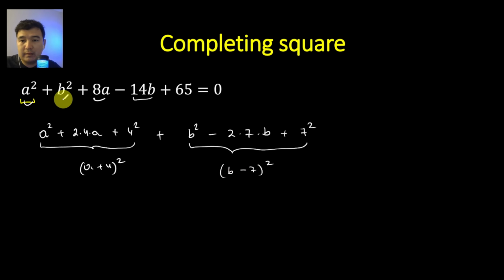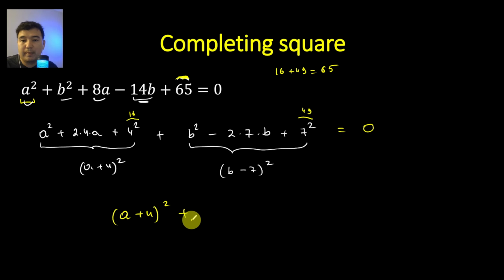So we have these two numbers, right? And where is this 65? Let's try to see where this 65 is. This is 16 and this is 49. So 16 plus 49 is 65. That means I already have this 65 as 16 and 49. So my equation just became (a plus 4) squared plus (b minus 7) squared is 0. That's the factorized form of my equation, in a different way.